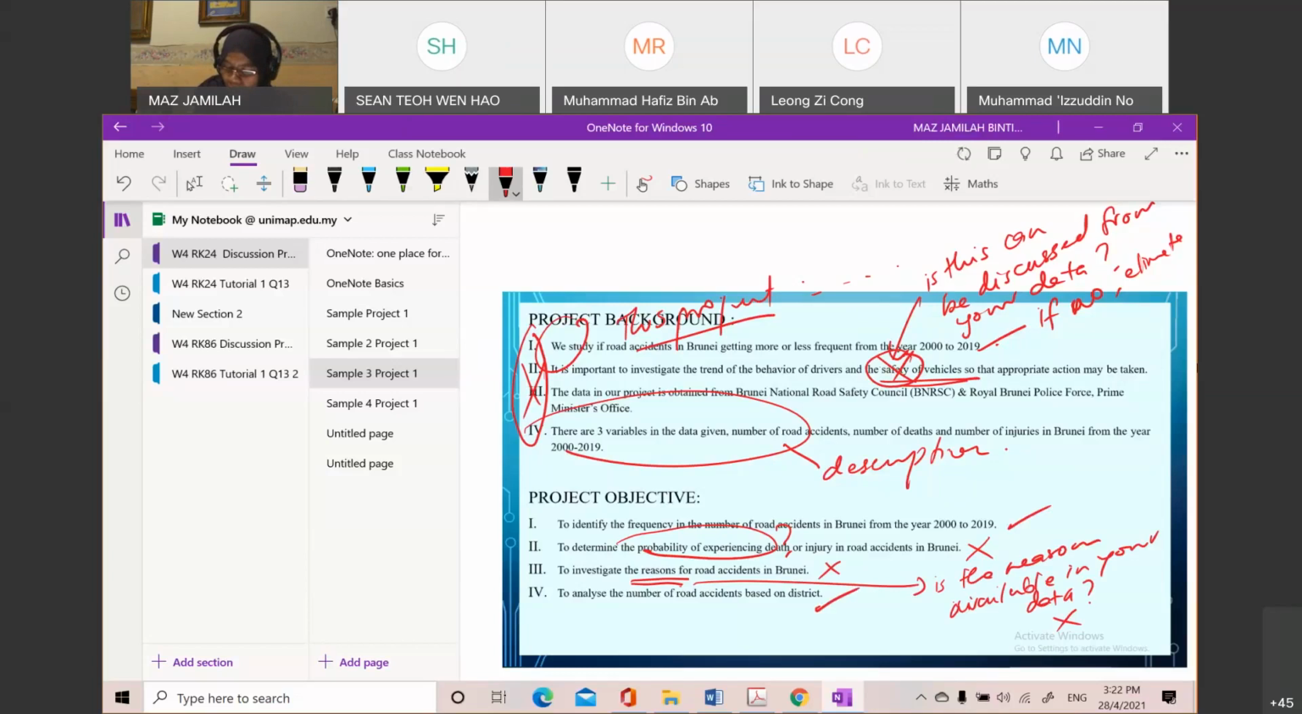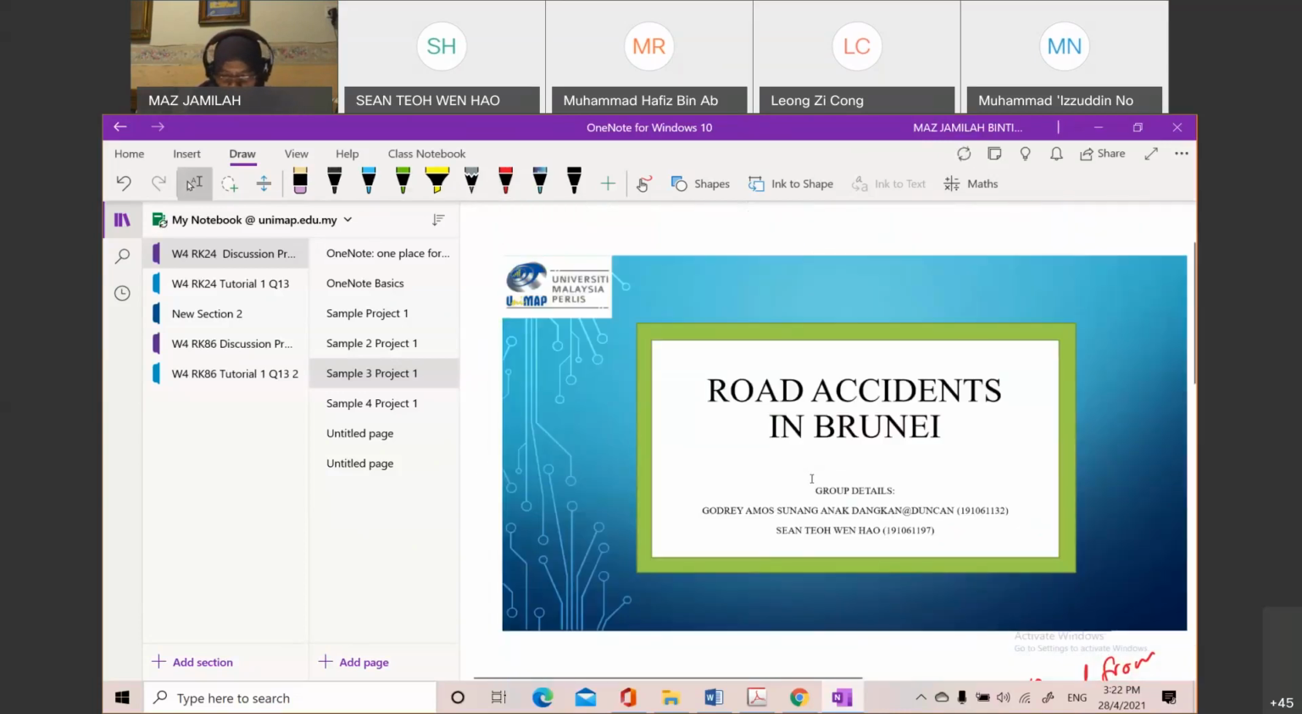So as I mentioned just now, go broader first, then go into specific. Broader first, second, third, and so on. So the topic road accident in Brunei can also be accepted.